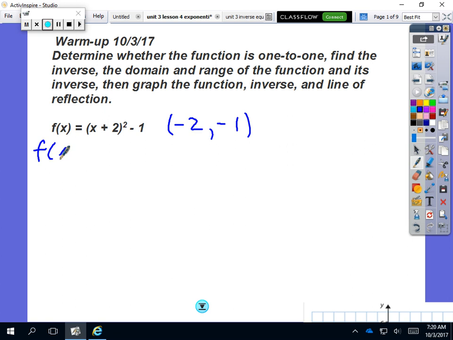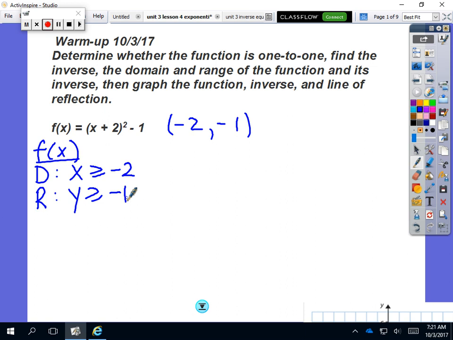So for f of x, the domain is going to be all the x's have to be greater than -2, so x are greater than or equal to -2. And the range, this is a positive upward facing parabola, so all the y's are going to be greater than or equal to -1.